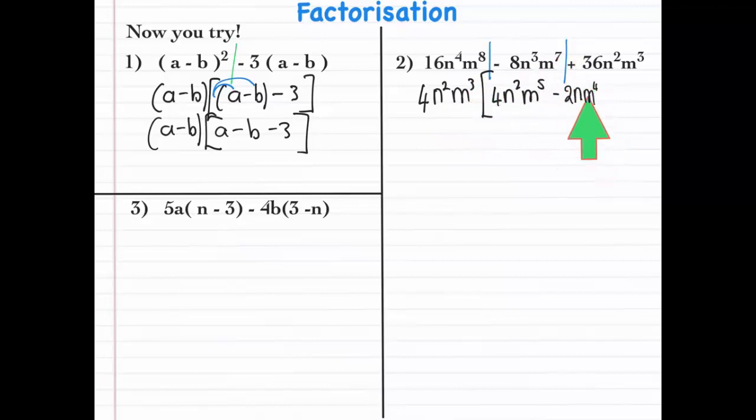And this last one, positive and a positive, don't forget about the signs, is positive. 36 divided by 4 is a 9. And then basically n to the power of 2 divided by n to the power of 2 is 1. And m to the power of 3 divided by m to the power of 3 is 1. And 9 times 1 times 1 is a 9, right? Okay, or the way I like to say it, there was n to the power of 2, I took them away, so they're not left there. Okay, so there we go.